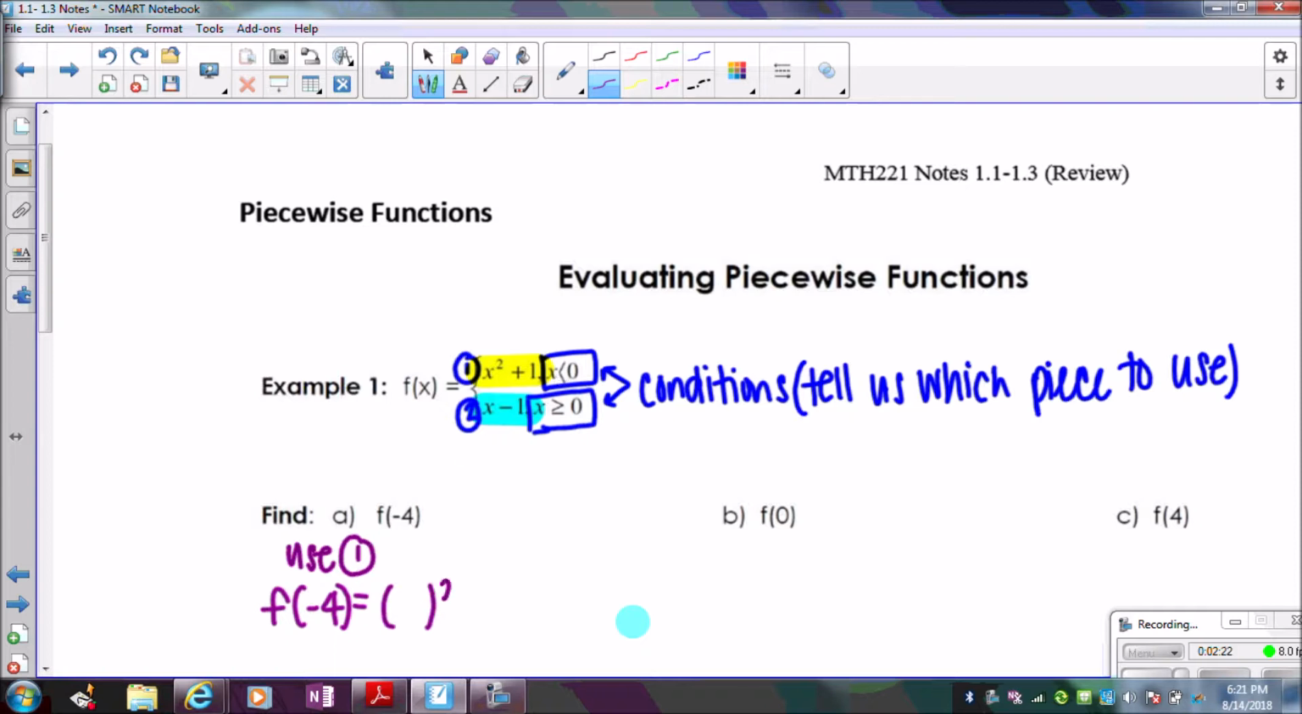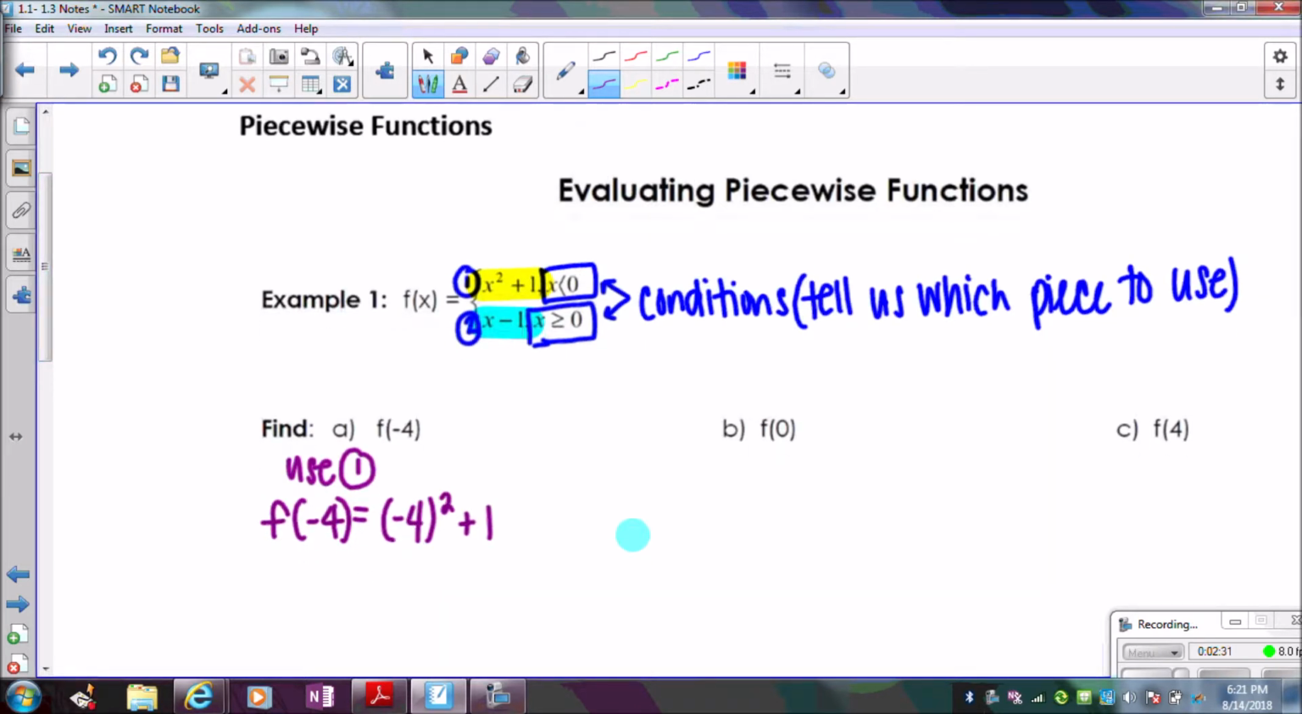I'm choosing number 1 because -4 was less than 0. So I'm going to put my parentheses plus 1. My input is -4, so I input that in. We end up with -4 squared, which is 16. Remember to put that in parentheses if you're putting that in your calculator, because it's a negative times a negative. Plus 1 gives me 17. So there's the first one.